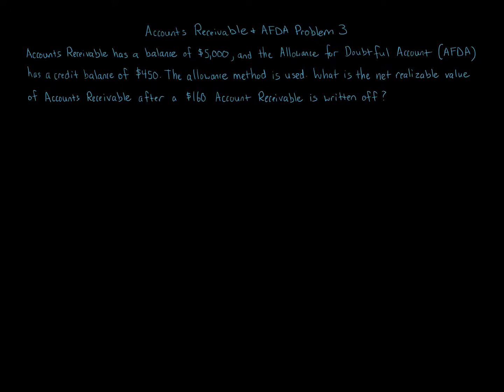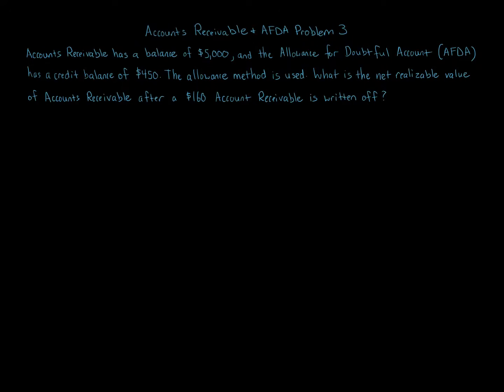Accounts Receivable and AFDA Problem 3. Accounts receivable has a balance of $5,000 and the allowance for doubtful accounts, AFDA, has a credit balance of $450. The allowance method is used. What is the net realizable value of accounts receivable after a $160 account receivable is written off?